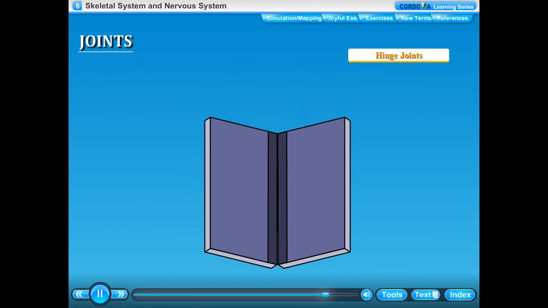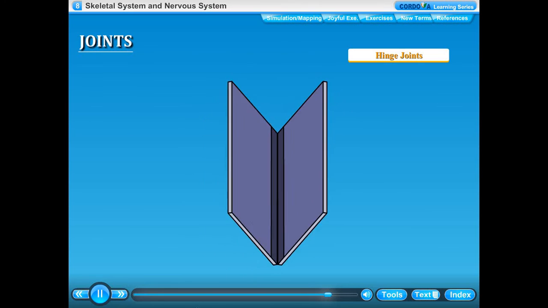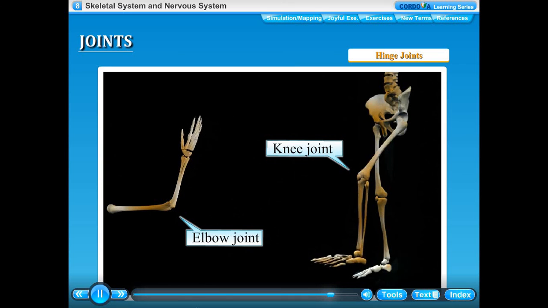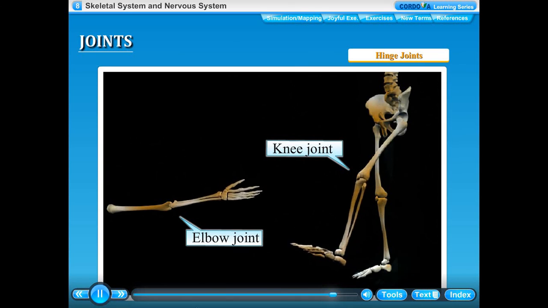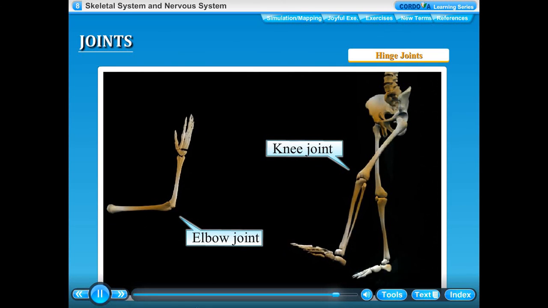Hinge joints. These joints are like the hinges in a door. They allow movement of the bones in one direction, that is either up or down. These joints are found in our elbows, fingers, knees and toes.